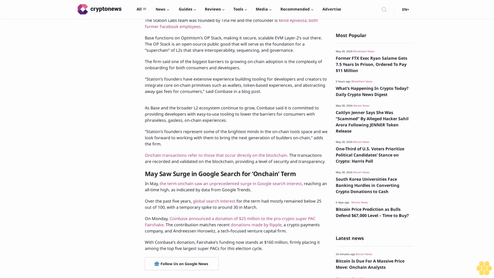As Base and the broader L2 ecosystem continue to grow, Coinbase said it is committed to providing developers with easy-to-use tooling to lower the barriers for consumers with phraseless, gasless, on-chain experiences. "Station's founders represent some of the brightest minds in the on-chain tool space, and we look forward to working with them to bring the next generation of builders on-chain," adds the firm.